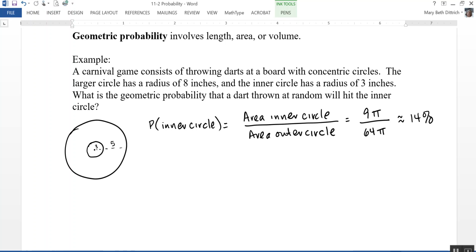So in this section, we took a look at probability, experimental probability, theoretical probability, how to use combinatorics to solve a complicated problem, and geometric probability.